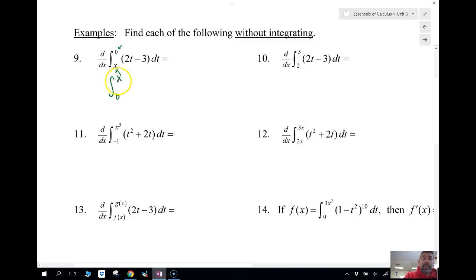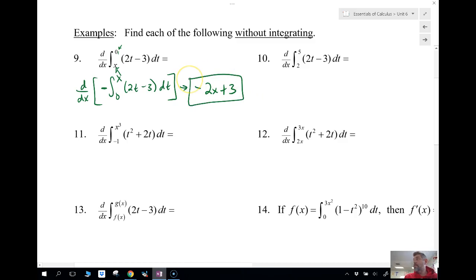Constant to x. Now anytime we flip the limits of integration, we have to make this negative, because it's kind of like we're changing the area. You know, we're looking at the top area instead of the bottom area. Okay, so now we're going to end up with negative 2x plus 3. And that's all there is to that one.